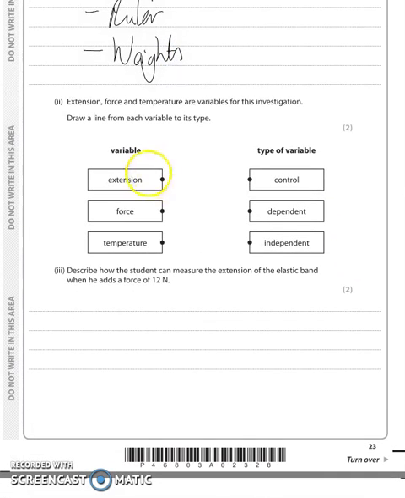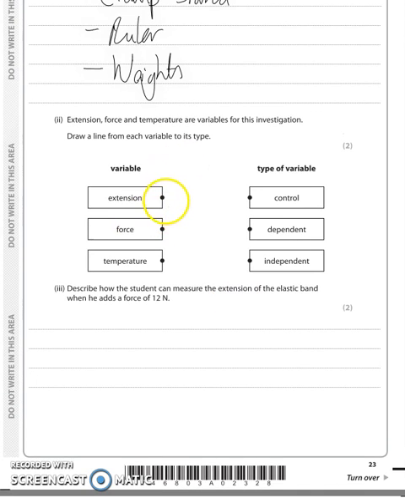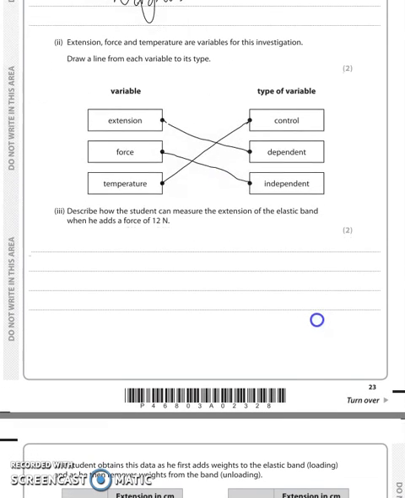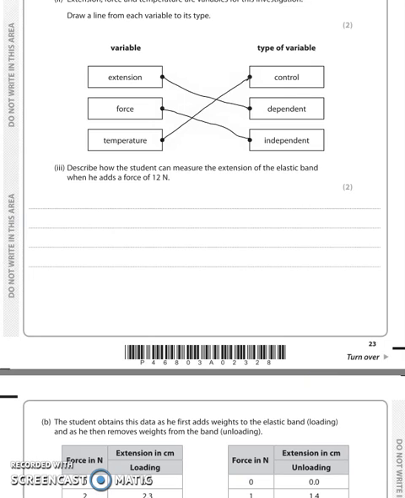Then if you look at the types of variables, the extension is one that we're going to measure, so that should be our dependent variable. The force is what we're going to change, so that's our independent variable. And the temperature should always remain the same, so that's our control variable.